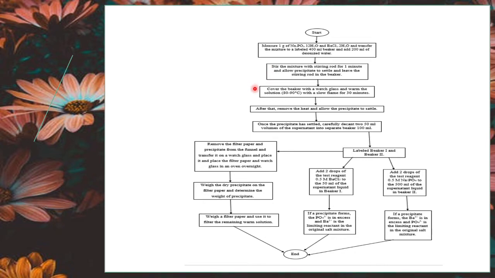Afterward, cover the beaker with a watch glass and warm the solution for about 30 minutes. After that, remove the heat and allow the precipitate to settle. Once the precipitate has settled, carefully decant 2 ml of supernatant into a separate beaker. Label the two beakers as beaker 1 and beaker 2.